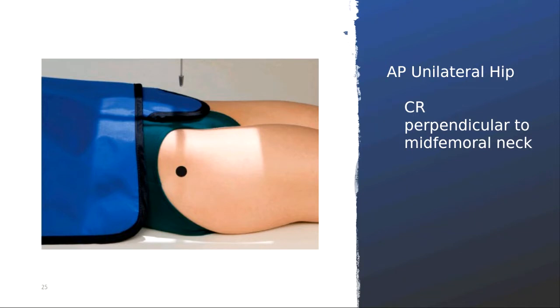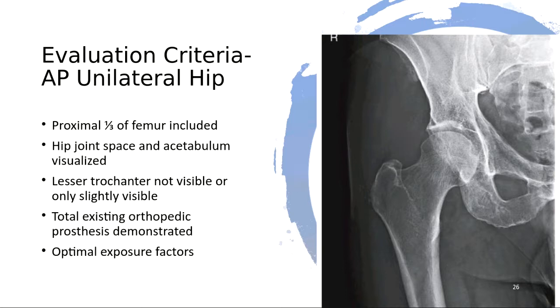And then graphically, this image would look like this right here, where you have the proximal 1/3 of the femur included. You visualize the hip joint and the acetabulum. So you've got the femoral head and then the acetabulum as well. You want to visualize all of that. Lesser trochanters either not visible like they are here or barely visible. If there was a prosthetic, the entire thing would have to be included.